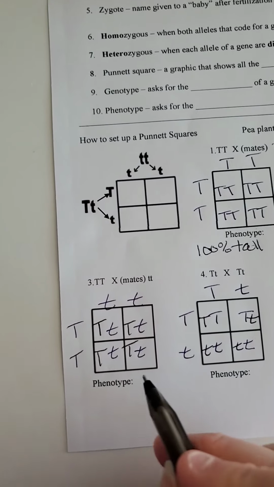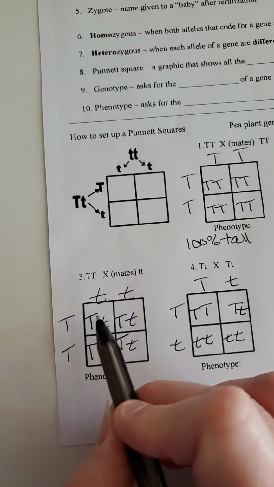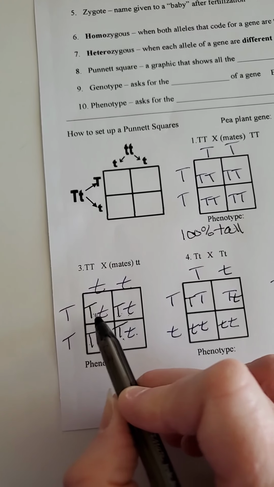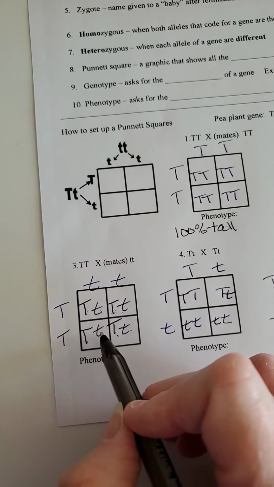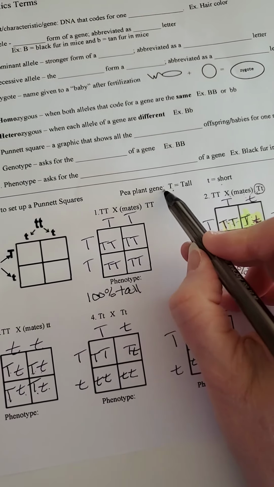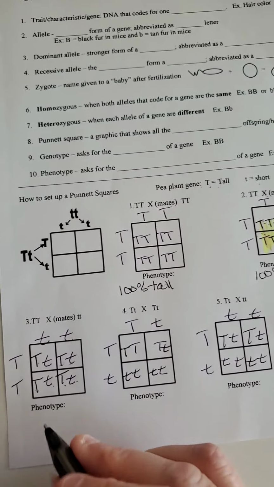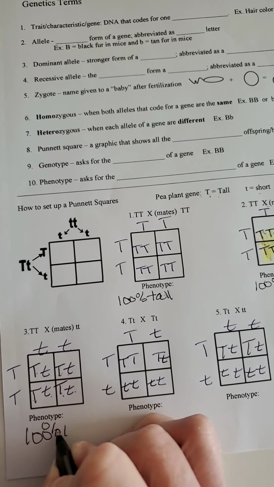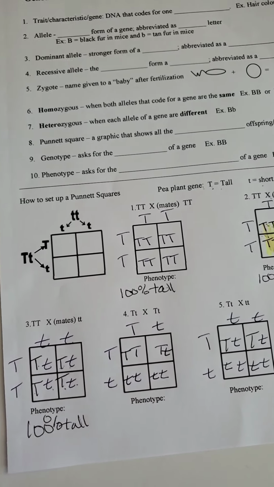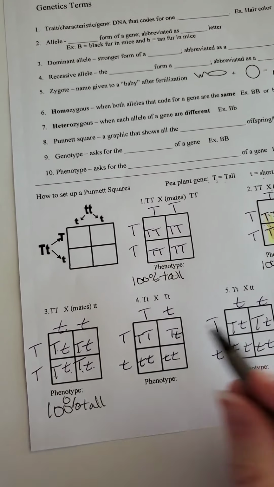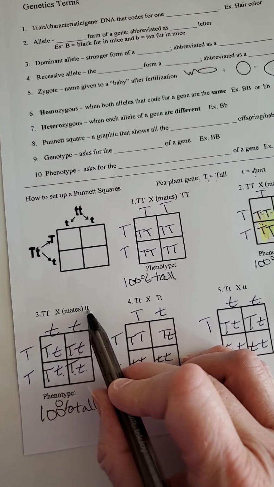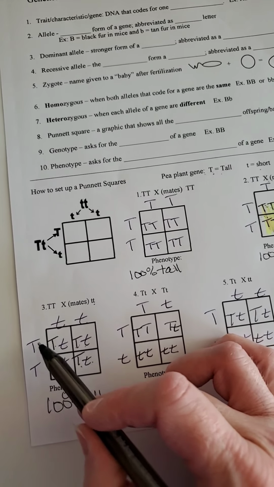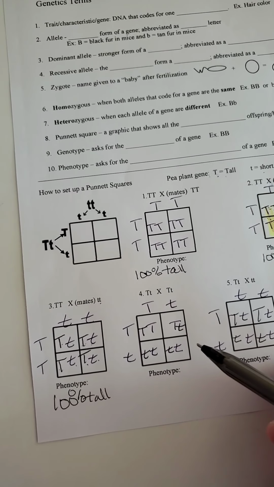All right, let's do this one. Every single box says big T, little t. So which allele is stronger, the capital or the lowercase? Well, it's the capital. That's the dominant. So all of these plants are going to be tall. So 100% of them are going to be tall, even though one parent is short. All of them are going to be tall because the homozygote parent has 2 capital letters.